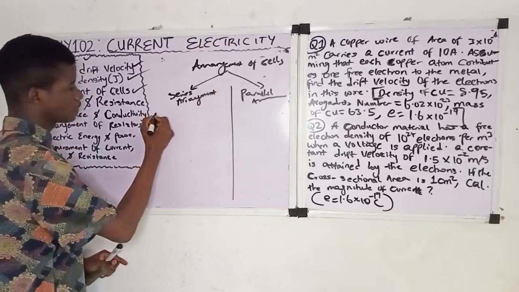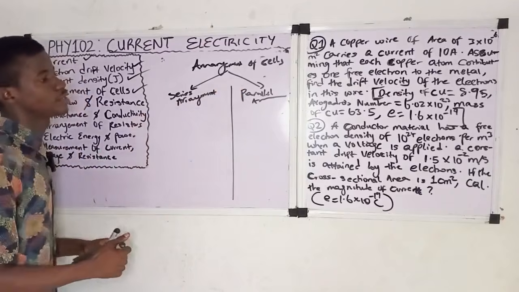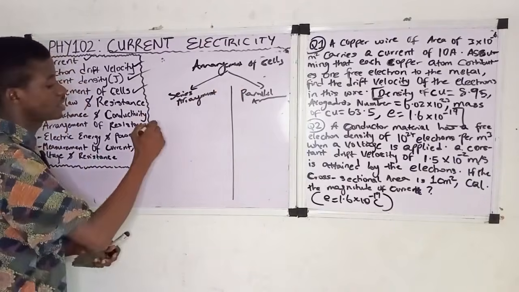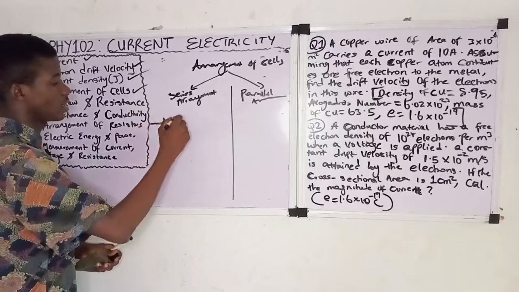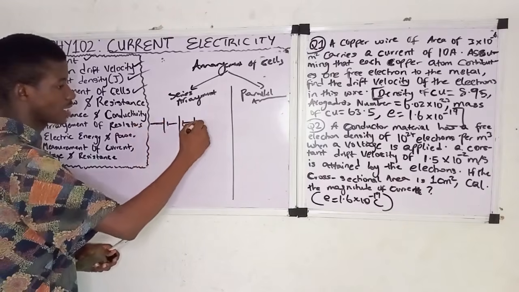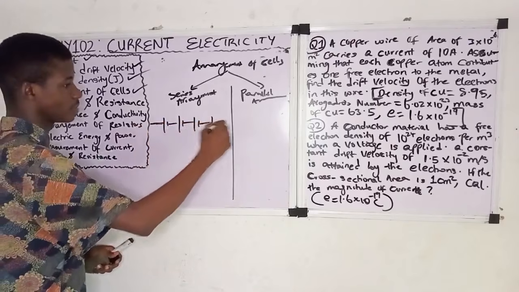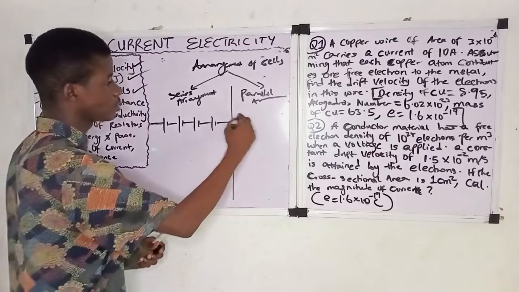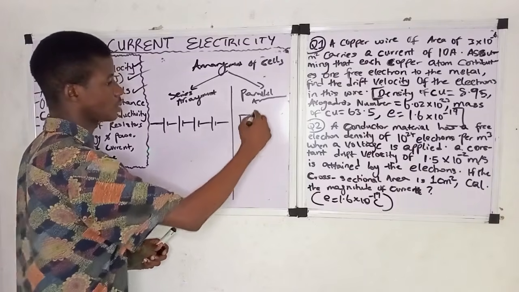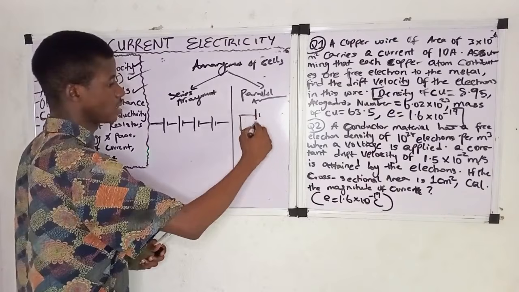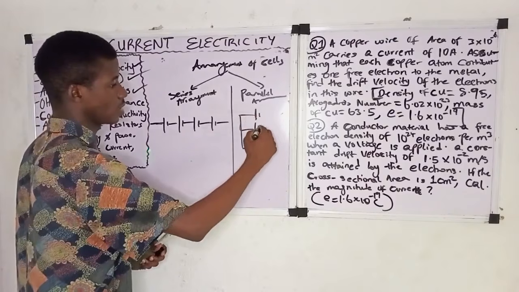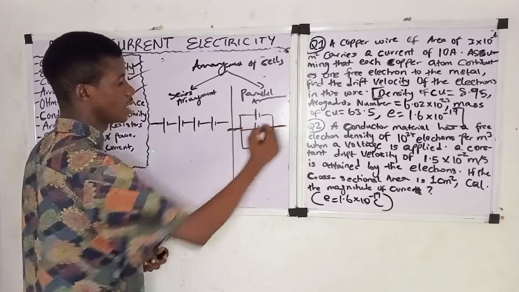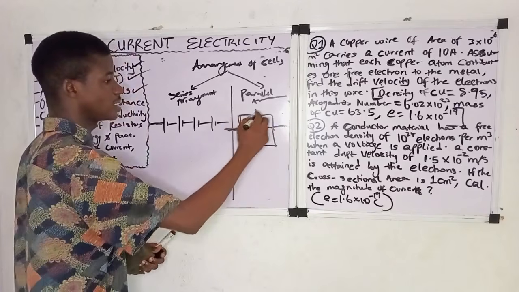Now how do you know a series connection of cells and how do you know a parallel connection of cells? It's very easy. For a series connection of cells, we have something like this. I've told you guys how you know series, right? They are connected. This is a series connection of cells. Now what about a parallel connection of cells? It will be something like this. Look at it, you find that this is parallel.